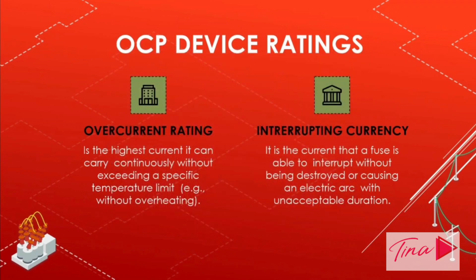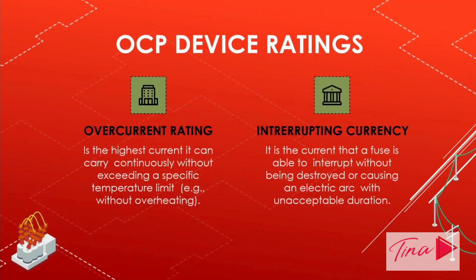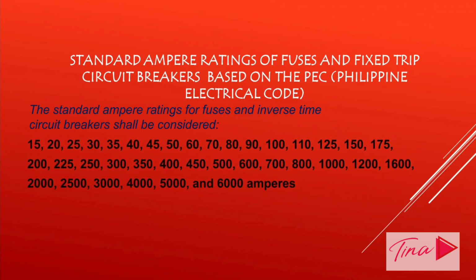Now, interrupting current is the current that a fuse is able to interrupt without being destroyed or causing an electric arc with an acceptable duration. Now in this slide, as you see, we have the standard ampere ratings of fuses and fixed trip circuit breakers based on the PEC or the Philippine Electrical Code. The standard ampere ratings for fuses and inverse time current breakers shall be considered. Here we have the 15, 20, 25, 30, 35, 40, 45, 50, up to 6,000 amperes.